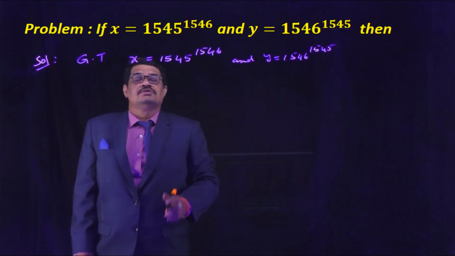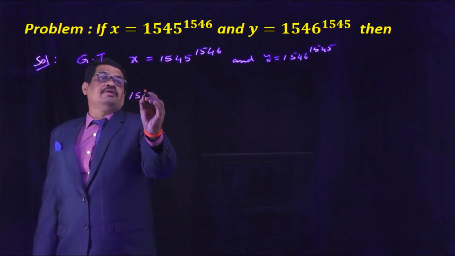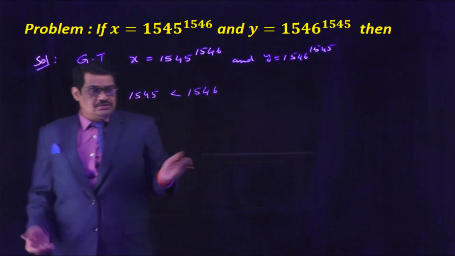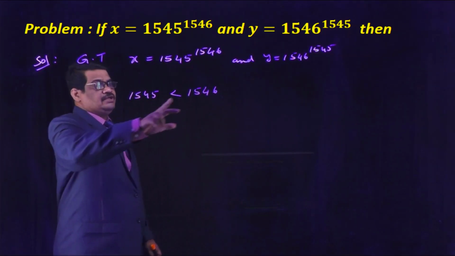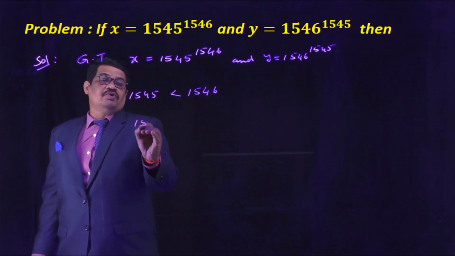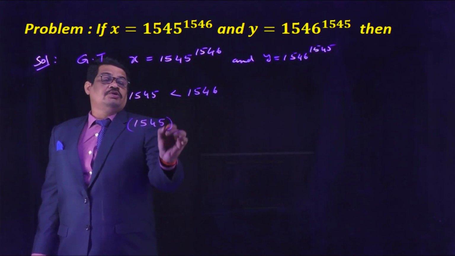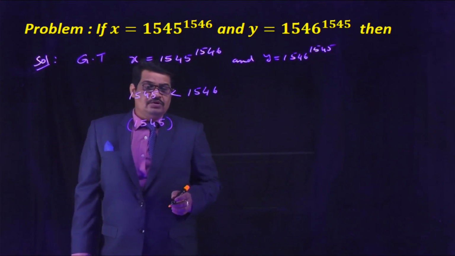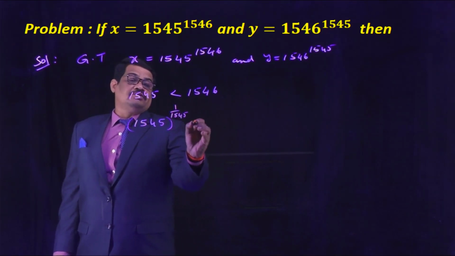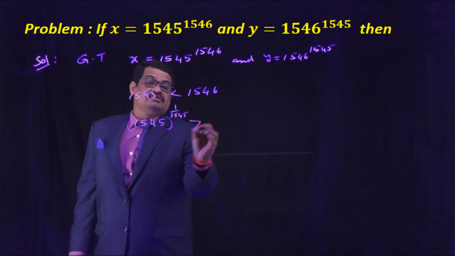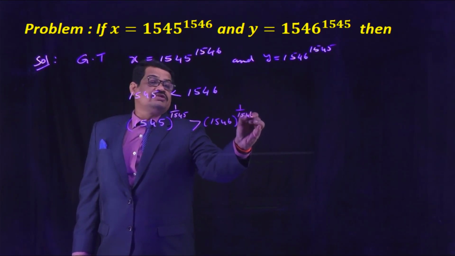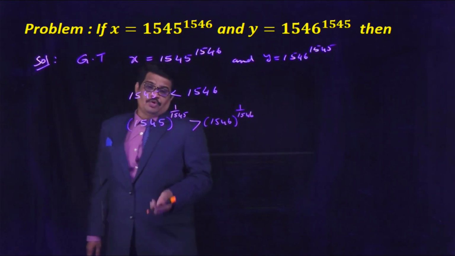Now we are observing 1545 is less than 1546. Now we are writing 1545 whole to the power of 1 by 1545 is greater than 1546 whole power 1 by 1546. What is the property here?